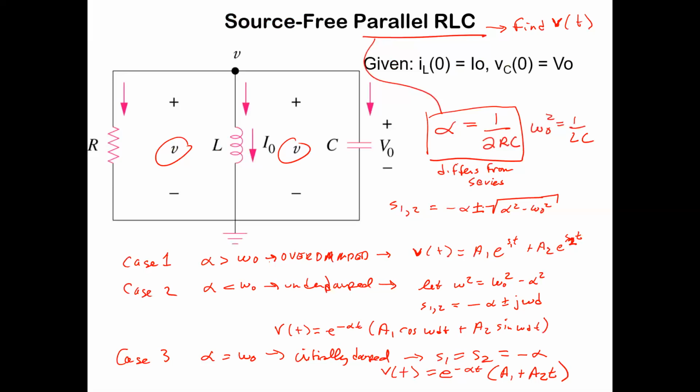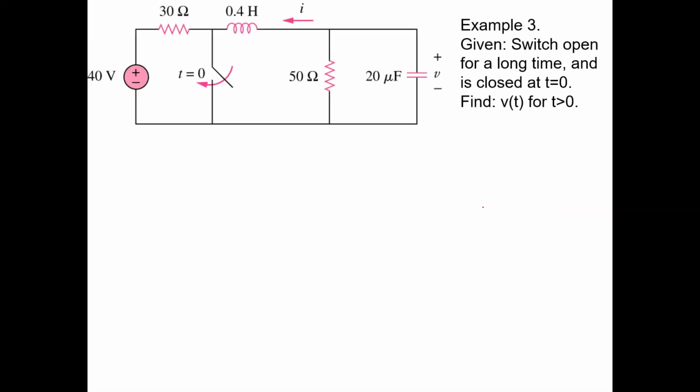Okay, and so now we can look at example 3, and this should end our lecture for this week. We end on example 3. The switch has been open for a long time. This is more typical, where we're not given the initial conditions. We're just told the switch was open for a long time, and we're closing it at t equals 0. We have to find v of t for t greater than 0.